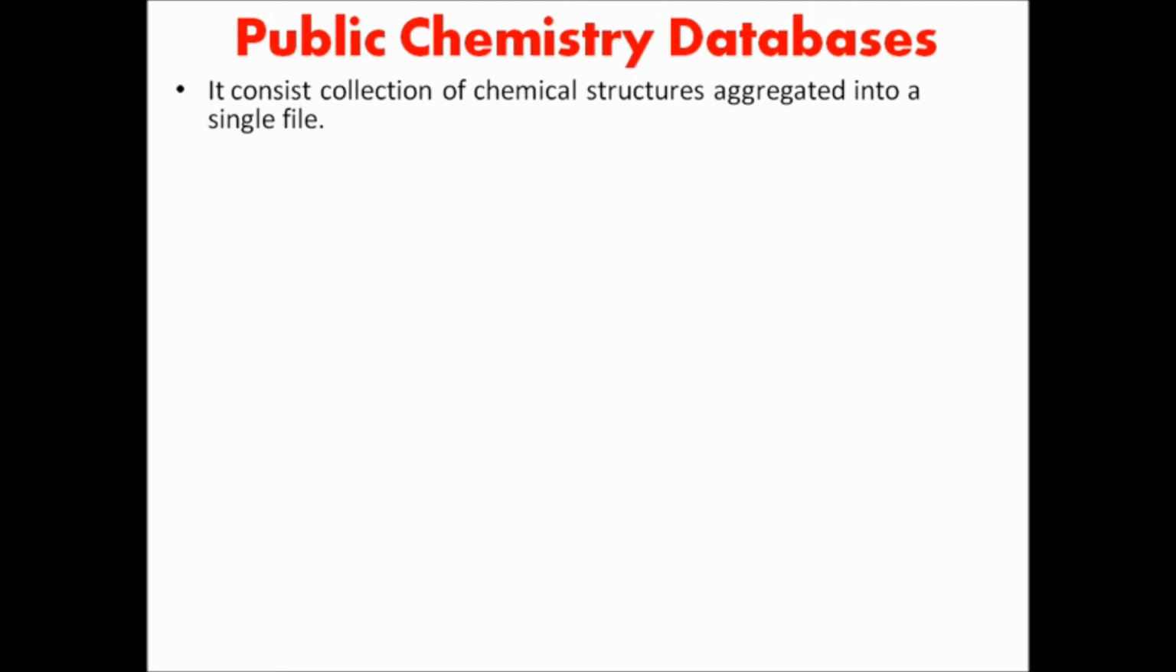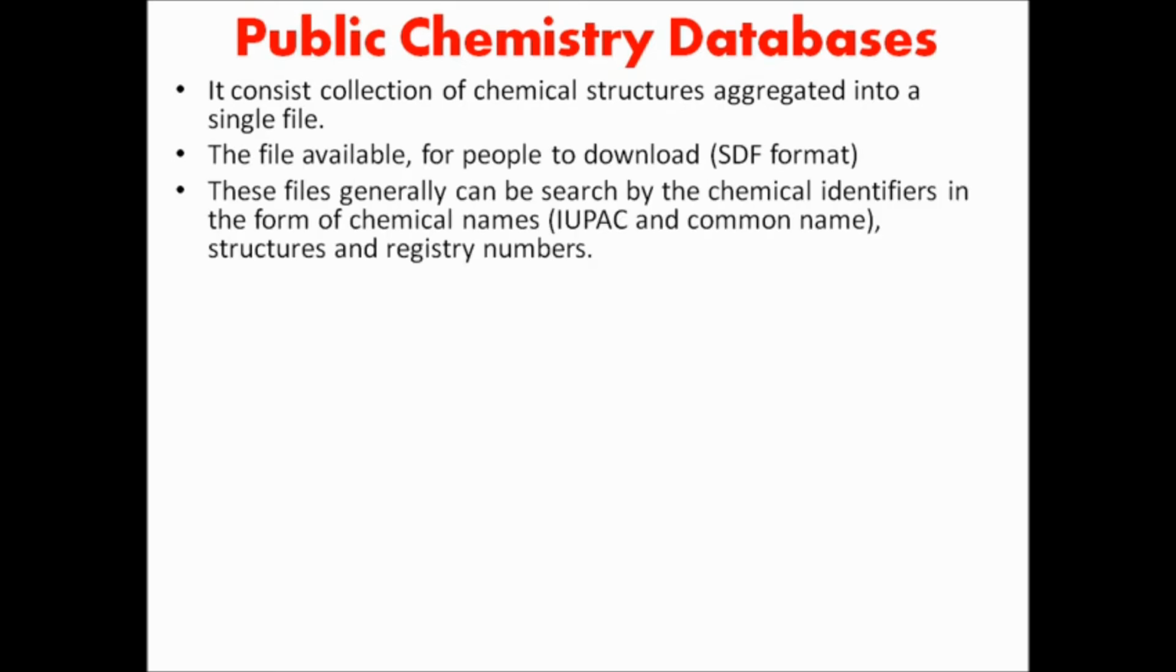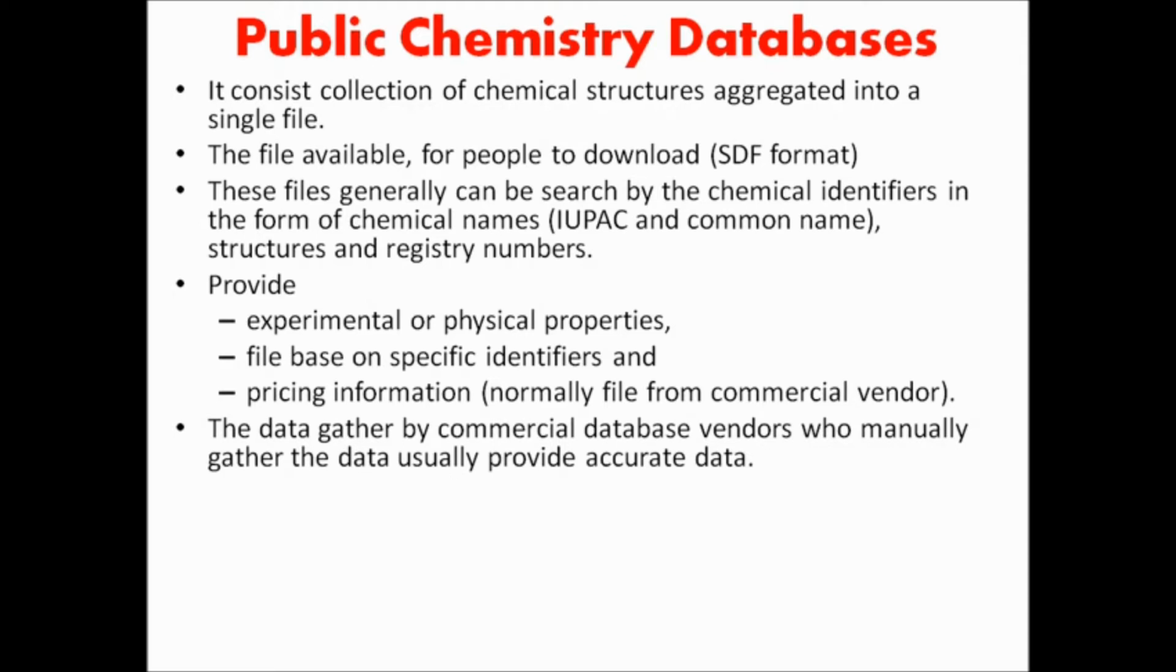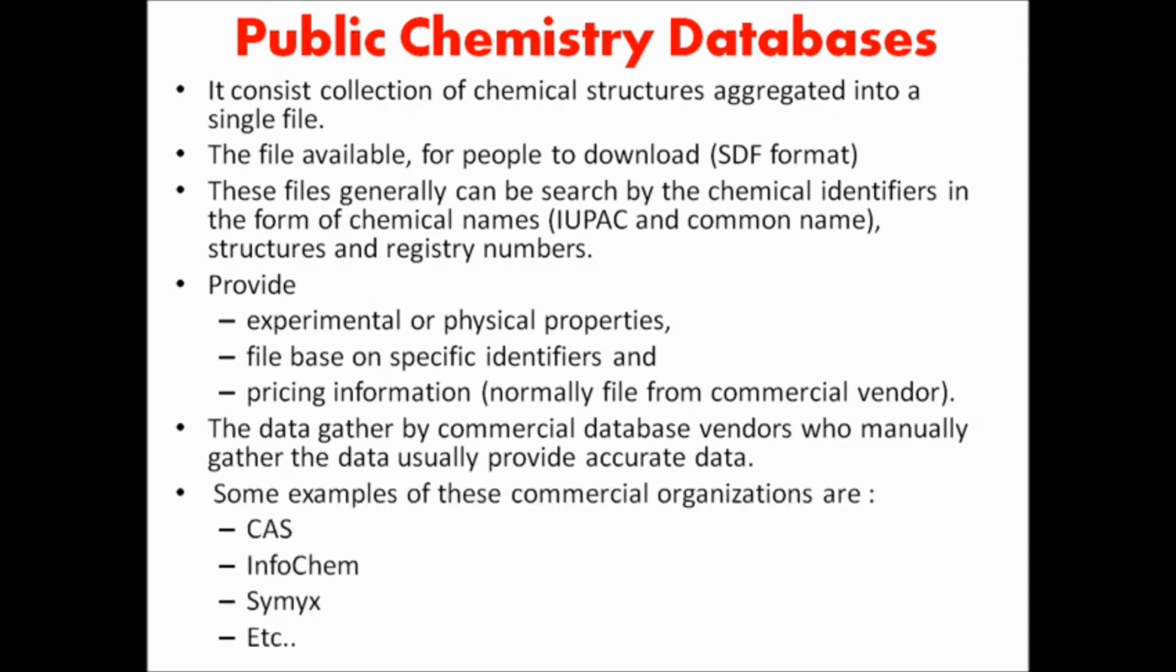Public chemistry database. It consists of a collection of chemical structures aggregated to a single file, which can be downloaded. The file generally can be searched by the chemical identifier in the form of chemical names, structures, and registry numbers. It provides experimental or physical properties, file based on specific identifier, and pricing information. The data is gathered by the commercial database vendor. Some examples are SciFinder, Infochem, CIMIC, and etc.